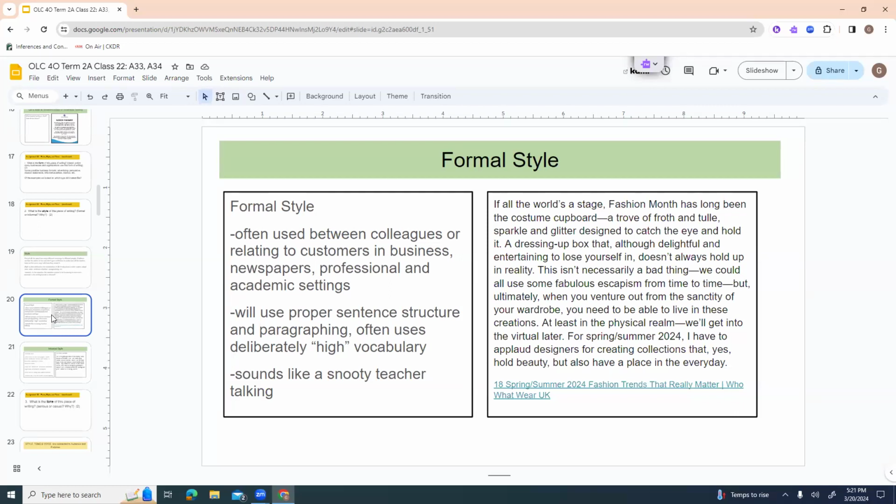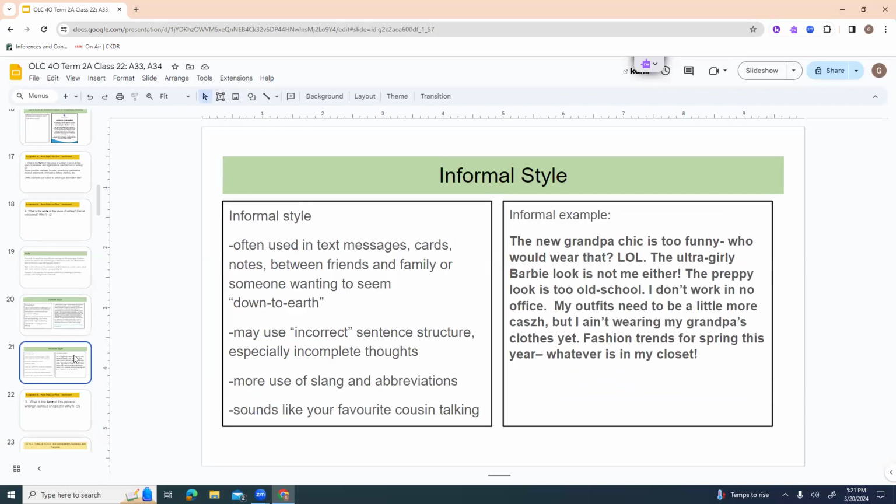For spring summer 2024, I have to applaud designers for creating collections that, yes, hold beauty, but also have a place in the everyday. It's a very formal style. They've written in very formal paragraphing and sentencing, and it sounds very academic. So here's a more informal style.